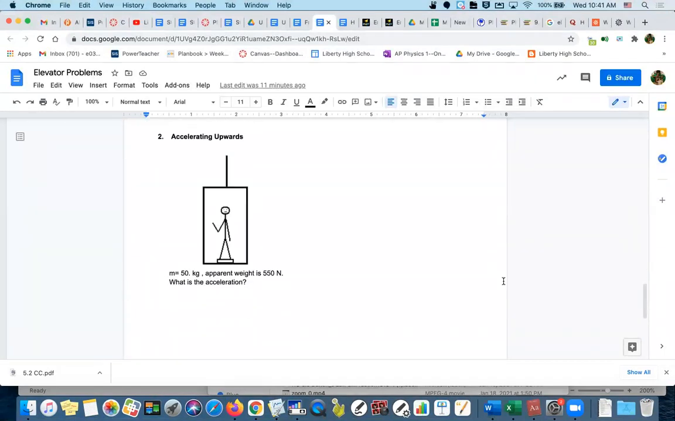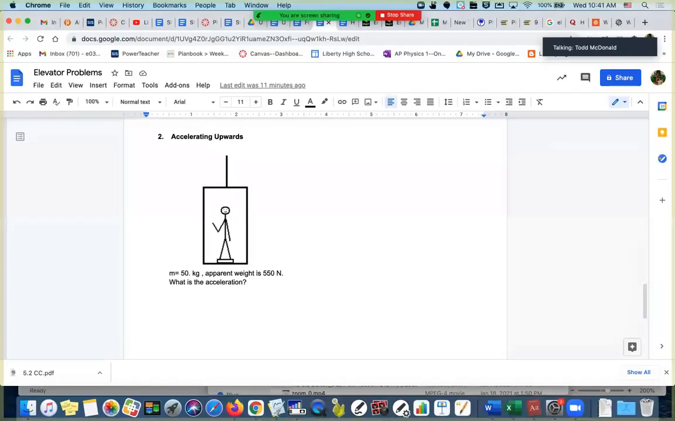Let's go the other direction. We're going to accelerate upwards, right? So we're accelerating upwards. I'm going to keep that in my brain. Let's go ahead and draw a free body diagram to show that first. Our normal force, which is upward, has to be bigger than our force of gravity downward. That's why we're accelerating upwards, right?